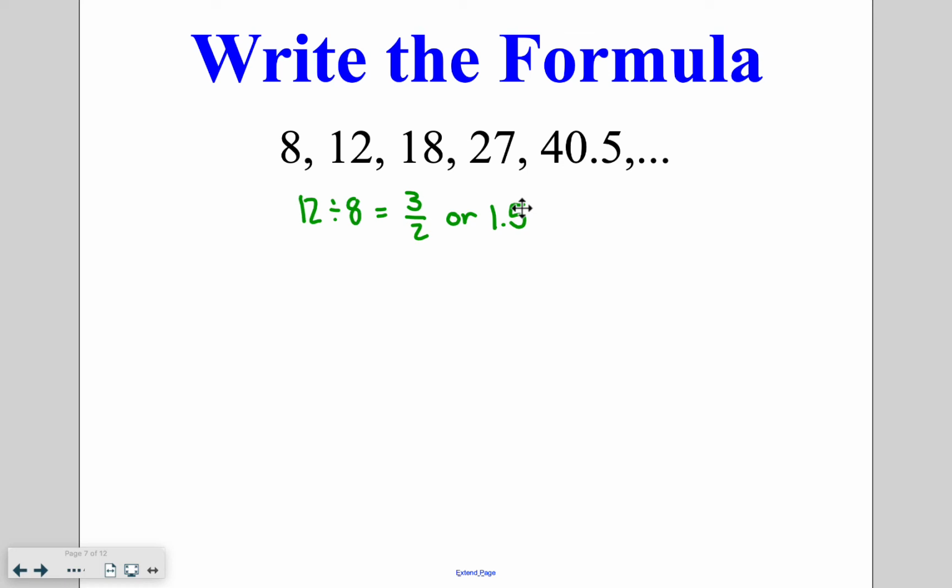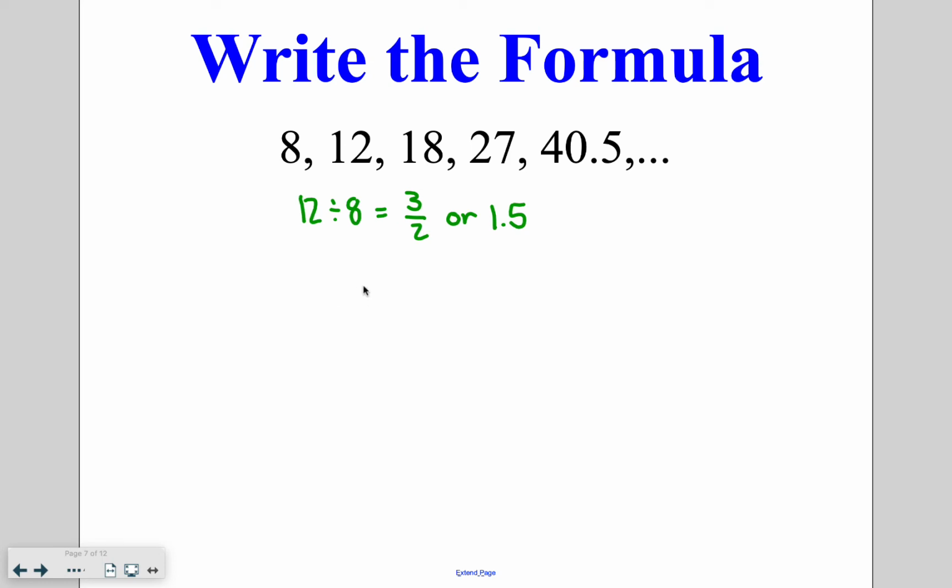If it was a repeating decimal, we would not be able to do that. We would have to keep it as a fraction. So you are only allowed to use the decimal version of the answer if it is a non-repeating decimal. So I'm going to just go ahead and use the fraction because that's more common.